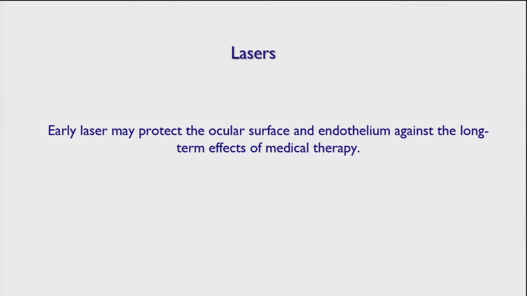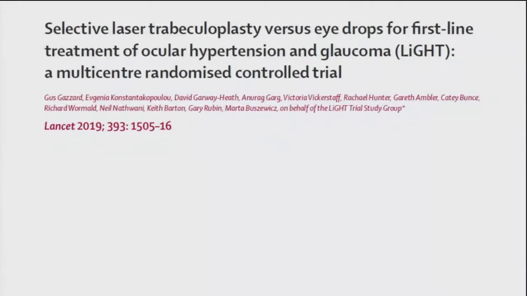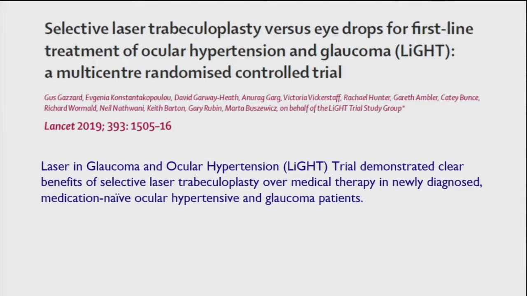The corneal surgeons send us the patients for tube implantation in advance because it's very hard to get trabeculectomies to survive. Obviously, laser doesn't have a big role in patients with serious corneal disease other than CPC, but early laser can protect the ocular surface and endothelium against all these toxic effects we've heard of. We all know that, and the LiGHT trial has been mentioned already today.